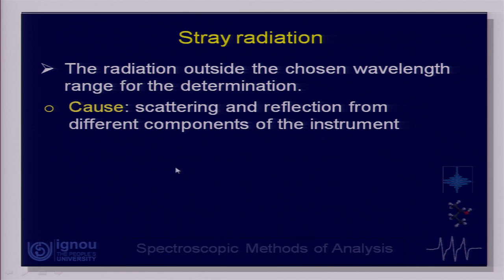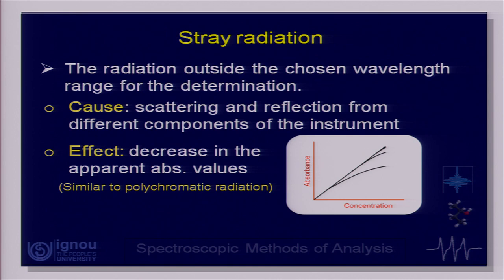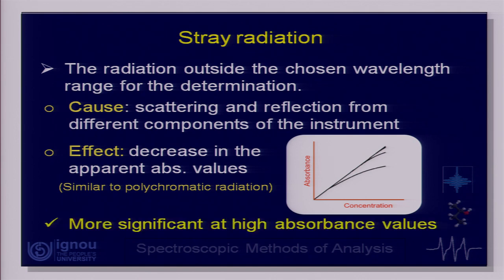So, these radiations also cause deviation in the same way as in the case of polychromatic radiation, that means when the radiation was not monochromatic. Essentially, these stray radiations also have certain absorptivity. As a consequence, the observed absorbance values will be different from what I expect from the system. So, there will be deviations similar to what we had in the case of polychromatic radiation.